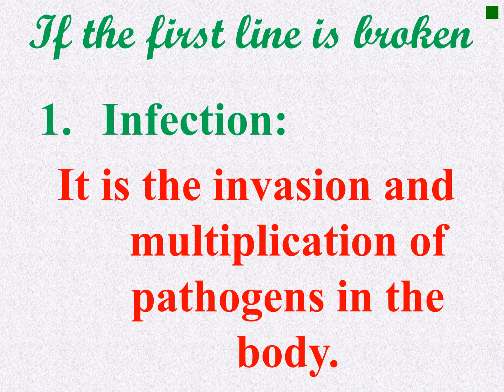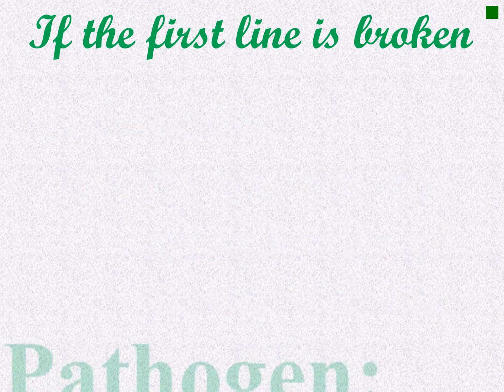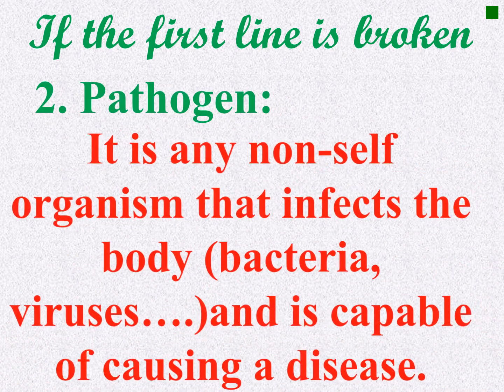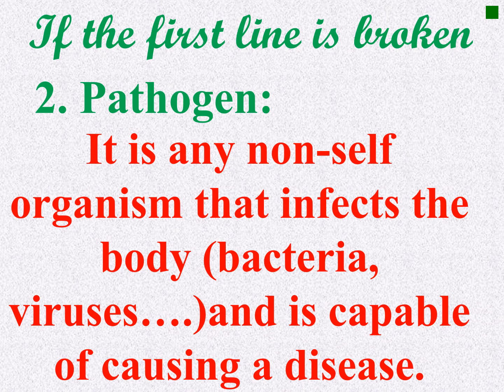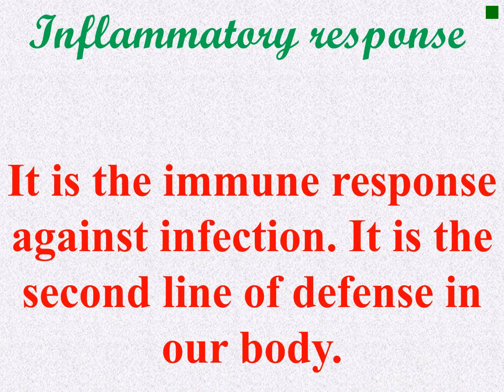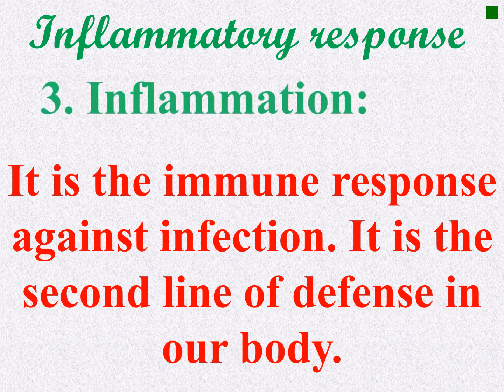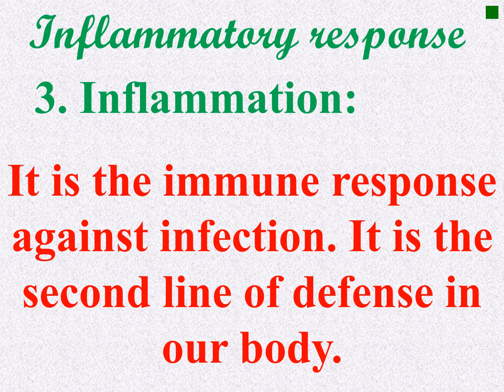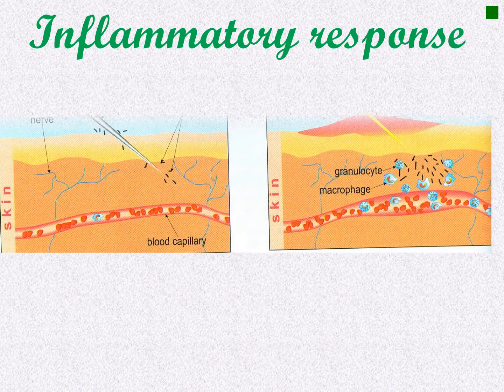Infection is the invasion and multiplication of pathogens inside the human body. Pathogens are microorganisms, non-self, that infect the body and are capable of causing a disease. Inflammatory response, this is inflammation. So inflammation is the immune response against infection. It's the second line of defense in our body.